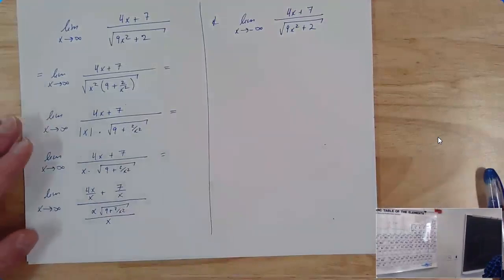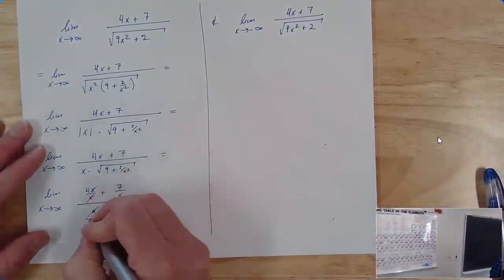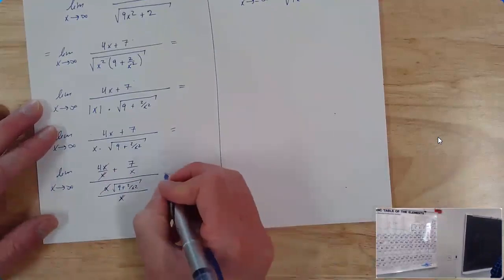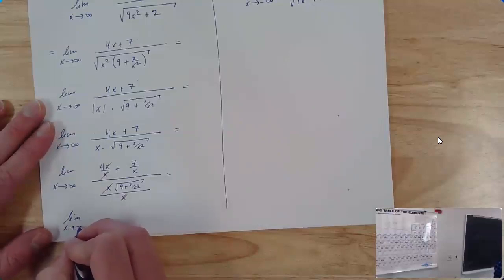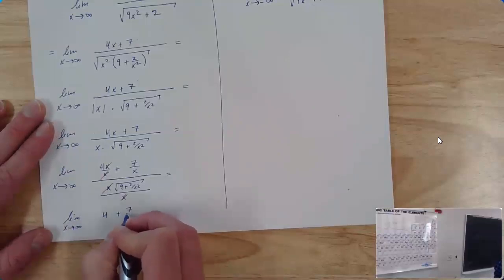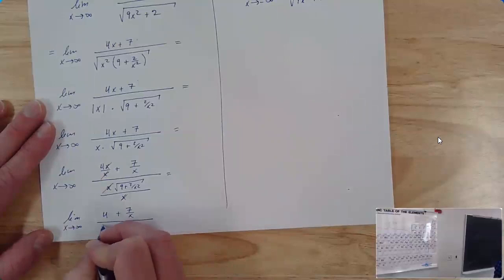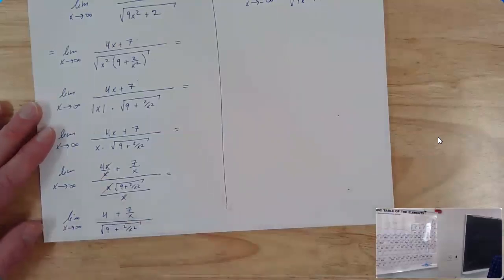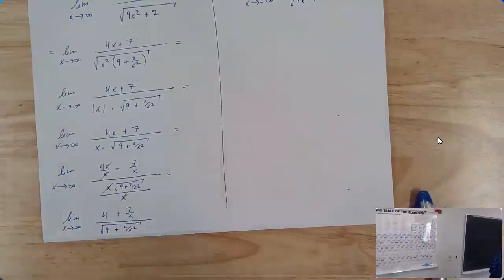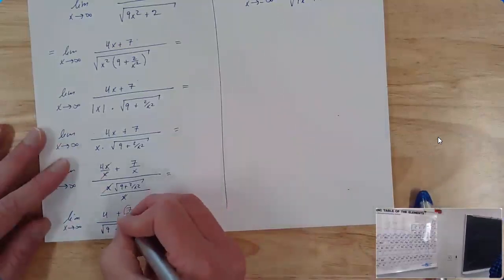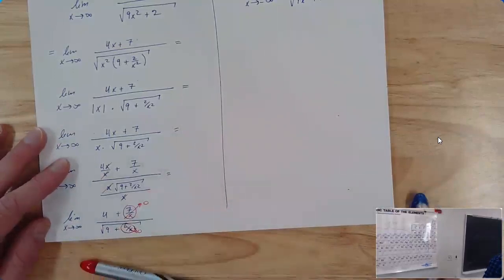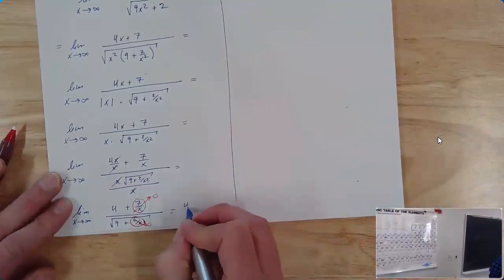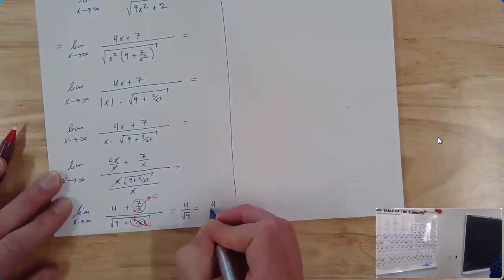So x is canceled here, x is canceled here, and we're left with the limit as x goes to infinity of (4 + 7 over x) over the square root of (9 + 2 over x squared). And then all the things being divided by x, or x to some positive power, are going to go to 0. So we're left with 4 over the square root of 9, which is 4/3.